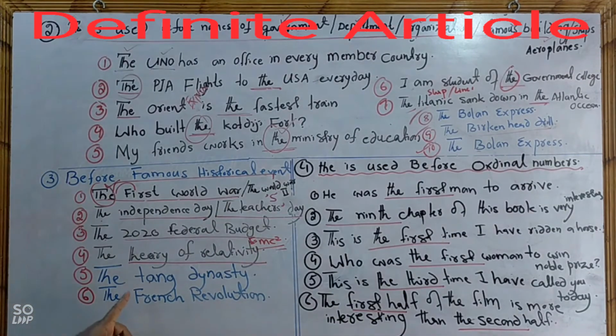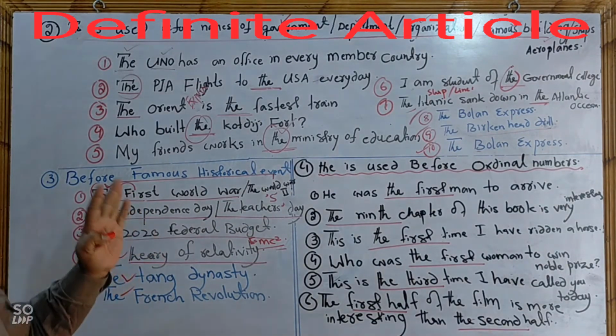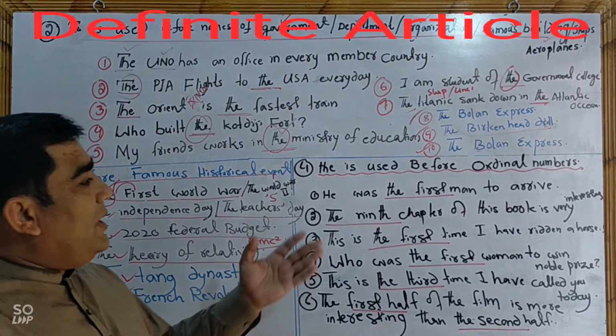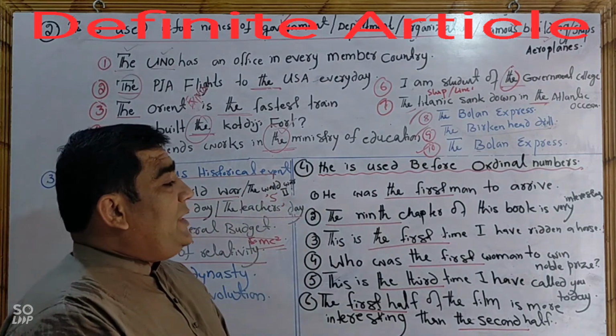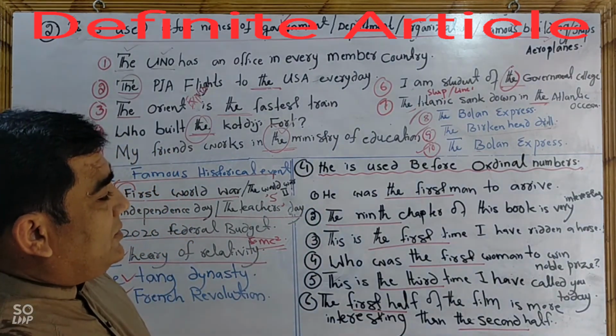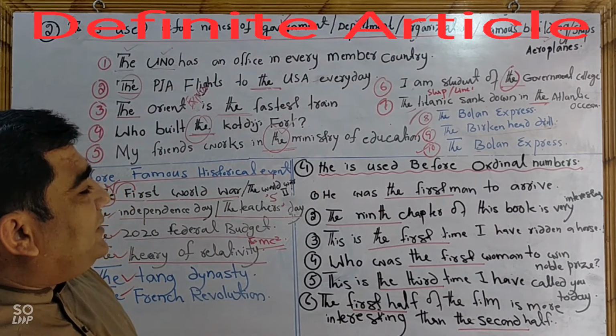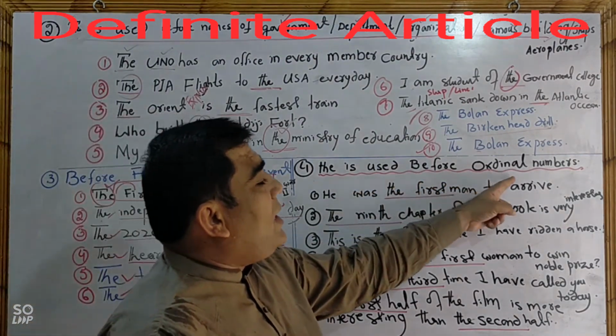The French Revolution, the... in this, the first one, these all... the is used not for any other purpose but except one: the events, memorable events of the history. We have today's last rule of the definite article, that is used before ordinal numbers.